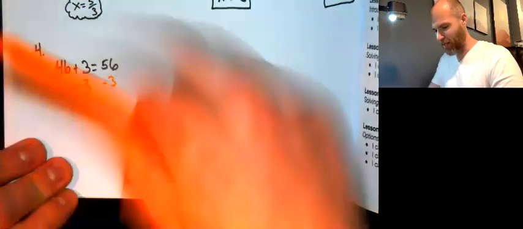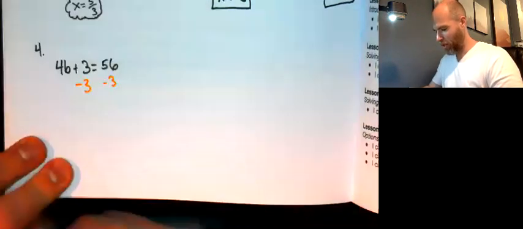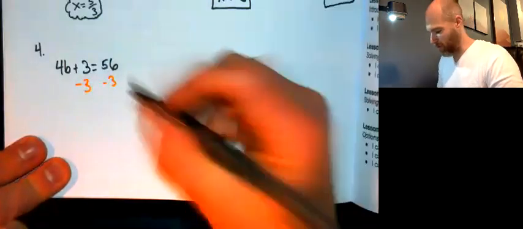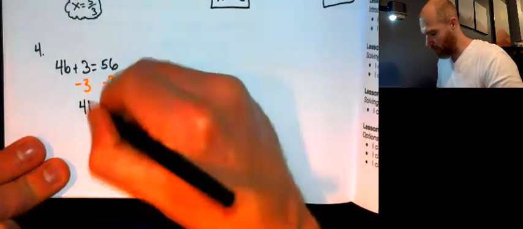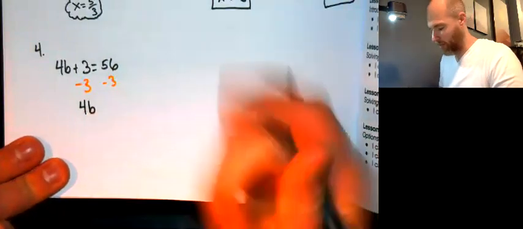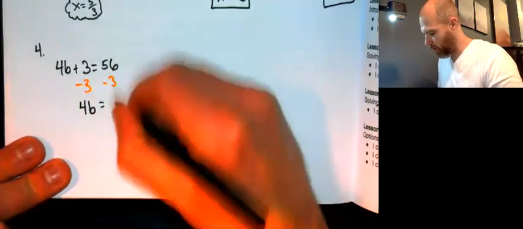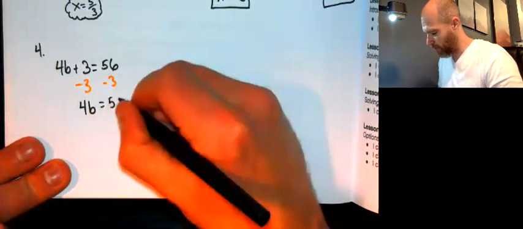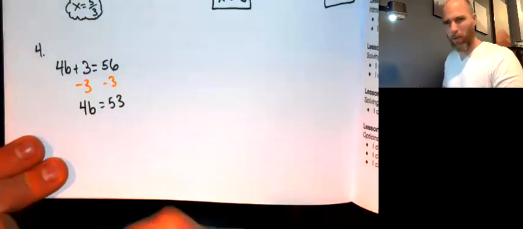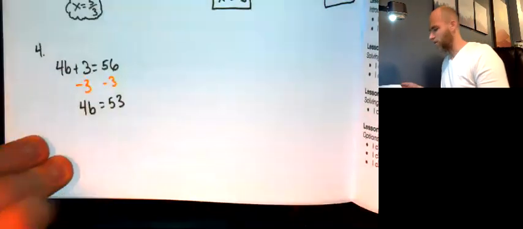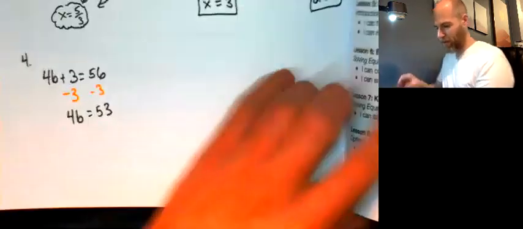All right, so I'm subtracting 3 from both sides. Plus 3 and minus 3, they make a 0. So I'm left with 4b, making sure my b's look like b's and not 6's, equals 53. Oh, this one's going to come out to like a weird decimal or fraction. Did I copy this right? Yeah, I guess so. Okay.